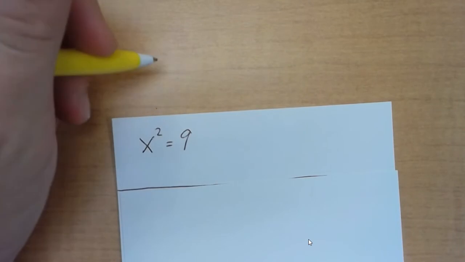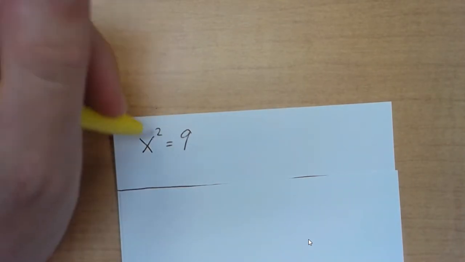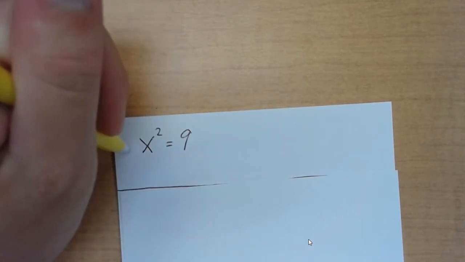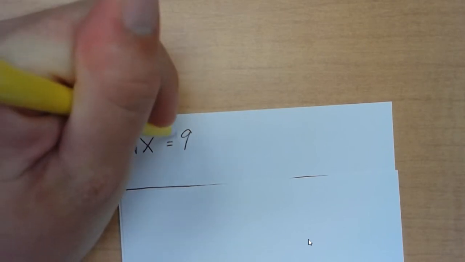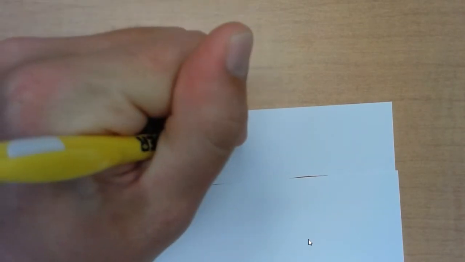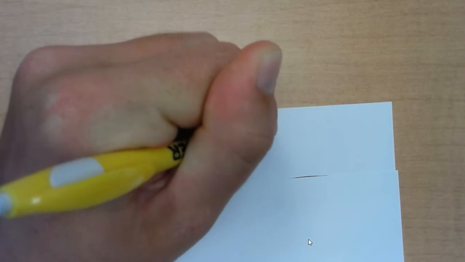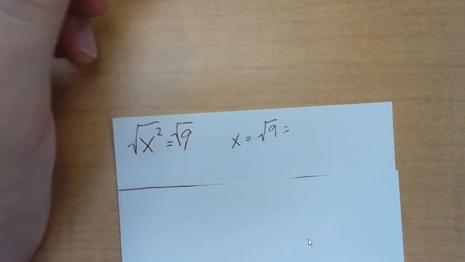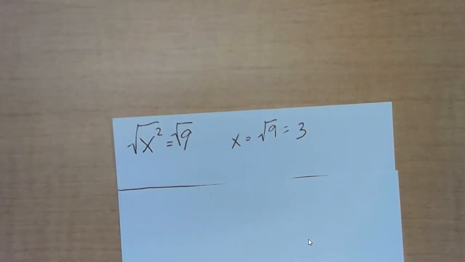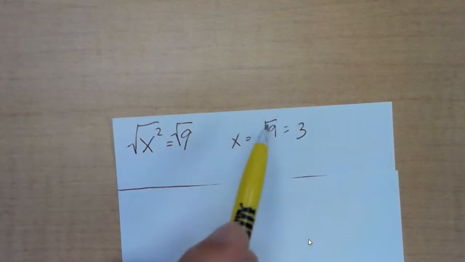So in order to get x by itself, we have to undo the square. The opposite of squaring something is taking the square root. So x is the square root of 9, and we know that the square root of 9 is 3. Great. Except that is not showing the whole answer. 3 is an answer, but there's also another option.